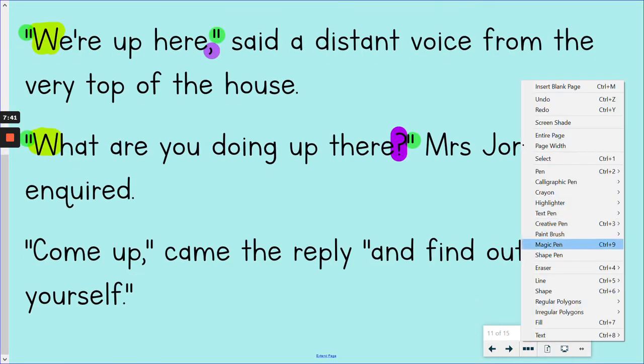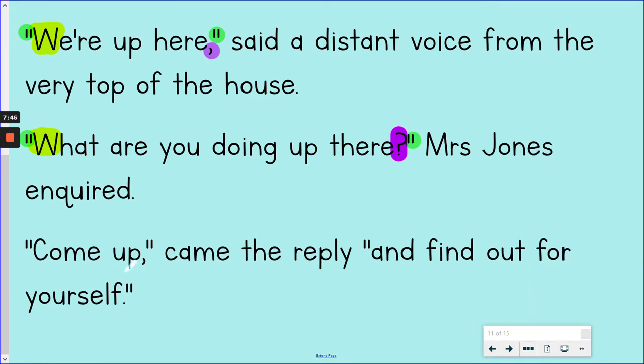Now the last one here is working slightly differently. I'm going to use a piece of split speech. So inverted commas to start, "Come up," and then you'll notice that after come up, it says came the reply, "and find out for yourself." So the reply is come up and find out for yourself, but the written text came the reply is going in the middle of the speech.